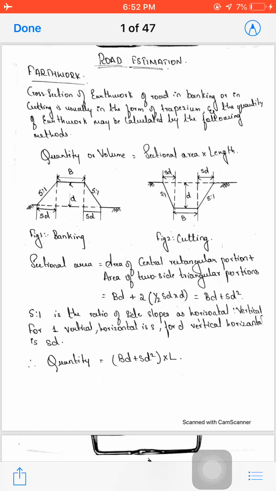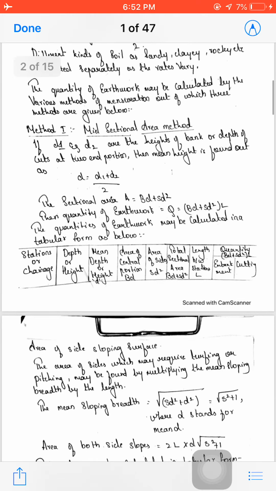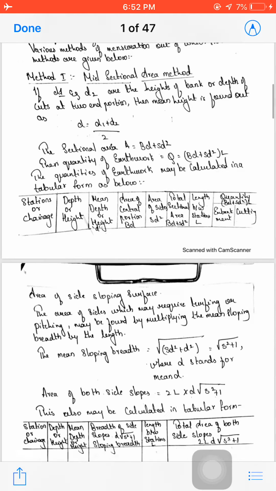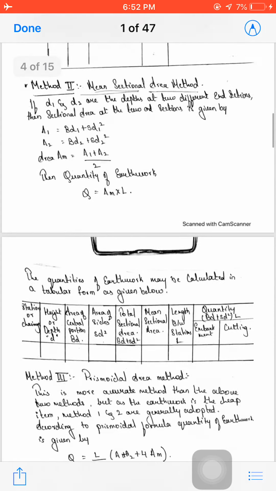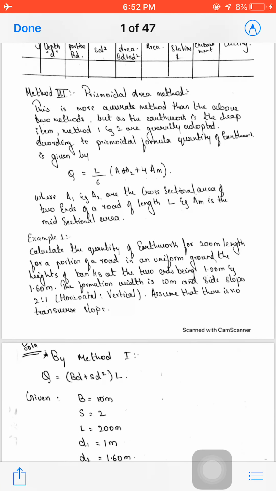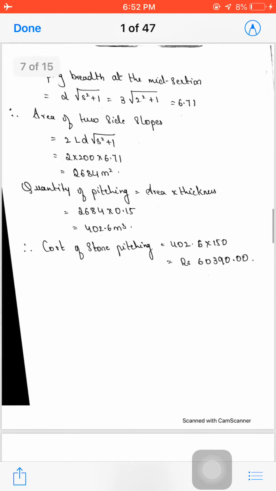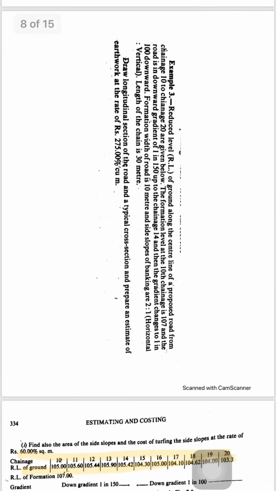So today's video will be solving some problems on estimation of earthwork. Last video I had told you about the earthwork, how to calculate the quantity of earthwork, the three methods. Method 1 was the mid-sectional area, then method 2, mean sectional area, then the last method was the prismoidal area method, and we had solved two simple problems by all the three methods. Now moving on to the next problem.